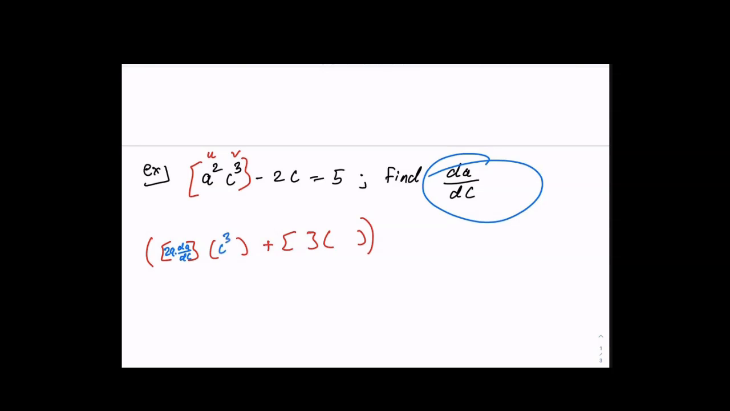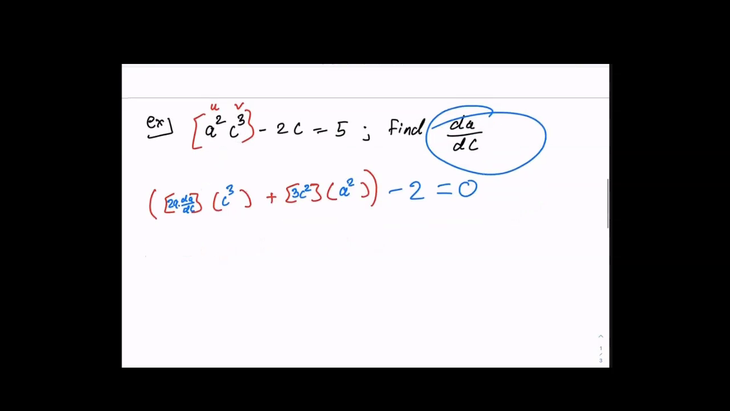Plus 3C to the second power. Good. And A to the second power. Good. I have some students that will always write 3c squared times dc dc, so that they understand. You don't have to show that part, but some people need it. Minus 2 equals 0. Perfect. So clean this up.